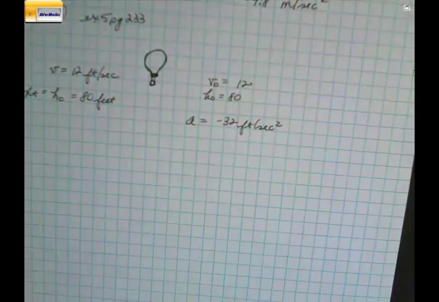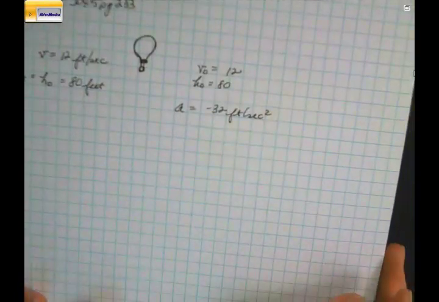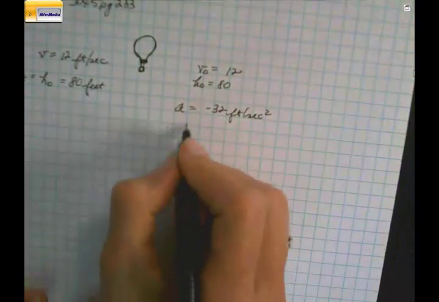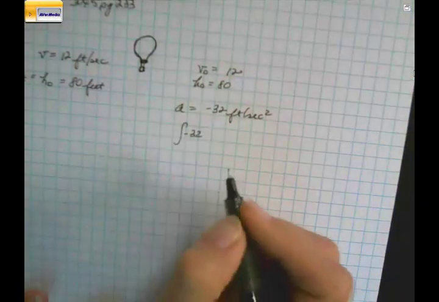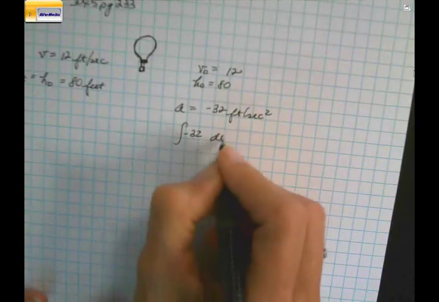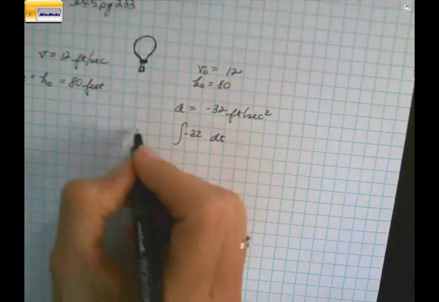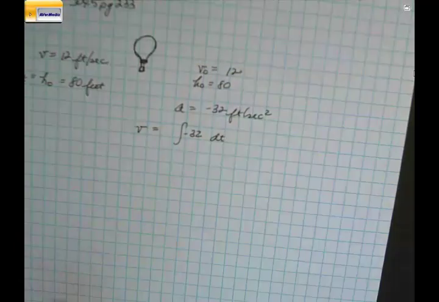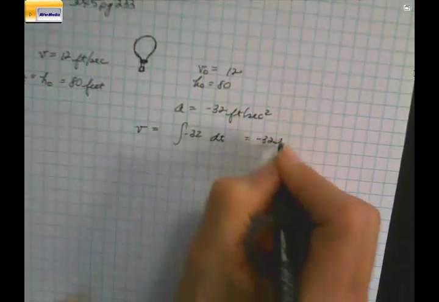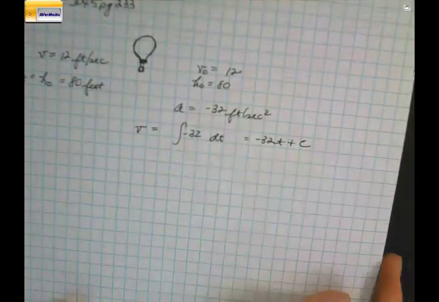That's your original acceleration when you let go of the package, and it stays constant at that acceleration, okay? So now, if we want velocity, we're going to integrate acceleration. So if I integrate this negative 32, dt, okay? When you integrate this, your velocity is going to be a negative 32t plus c. This is your velocity, a negative 32t plus c.